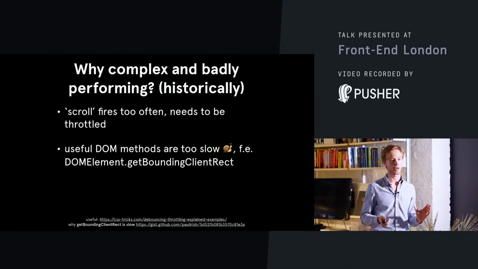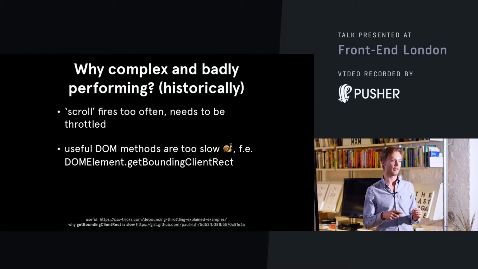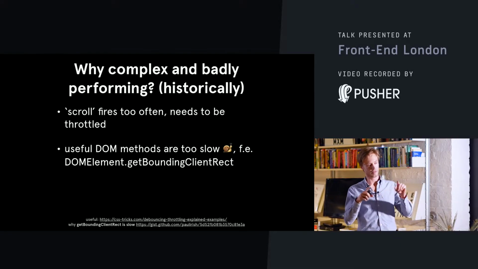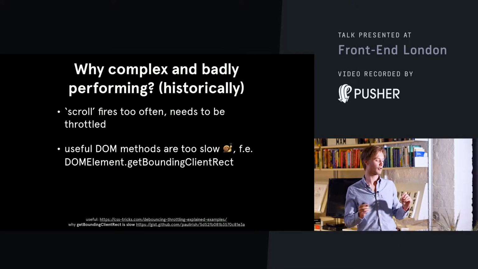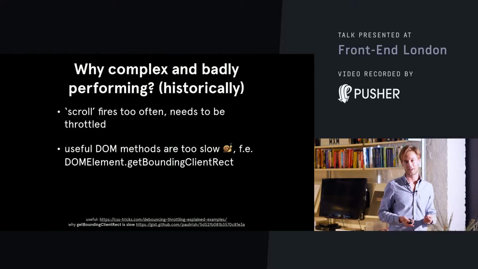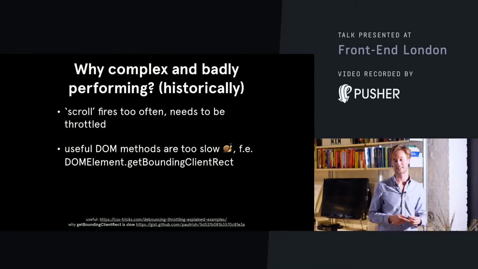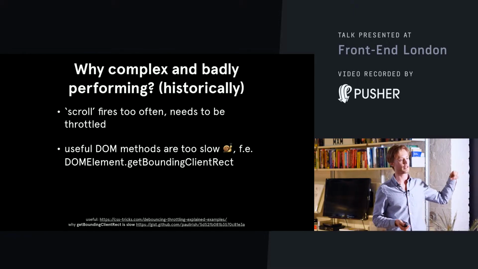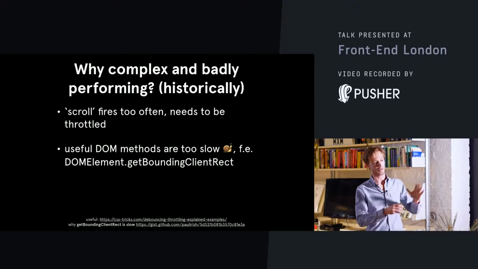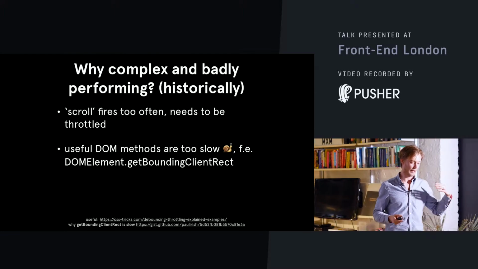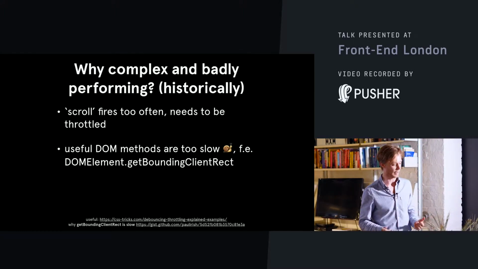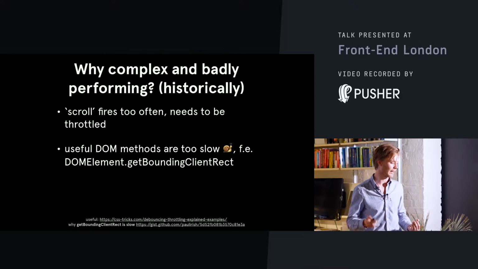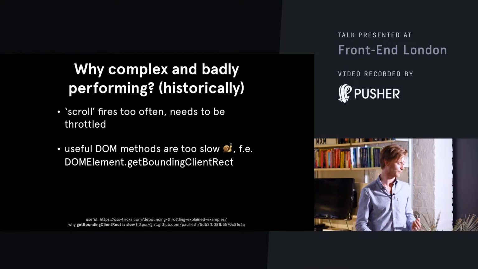If you want to determine whether something is in view, you probably use an API like getBoundingClientRect on DOM elements, because this gives you the view coordinates of an element relative to the viewport. This is what you want to use. But the problem is this method is too slow. It can take several hundred milliseconds every time you call it. So if you call it continuously every time the user scrolls on multiple elements at the same time, it's just going to take too much time. You can't really use something like this inside a scroll event listener.